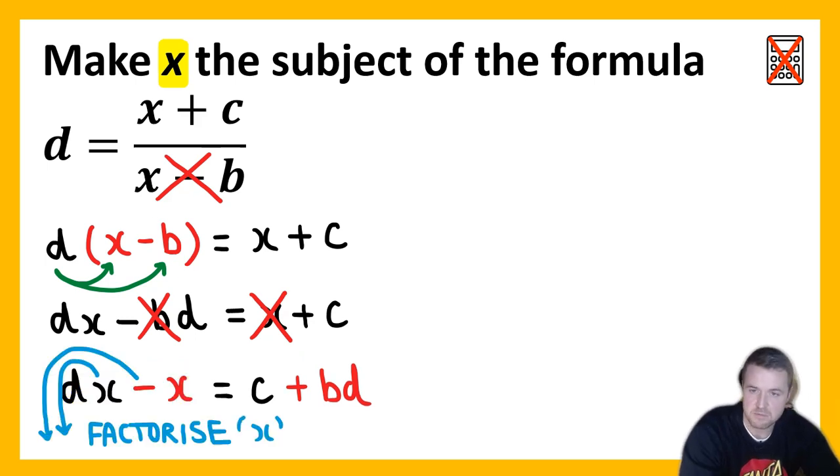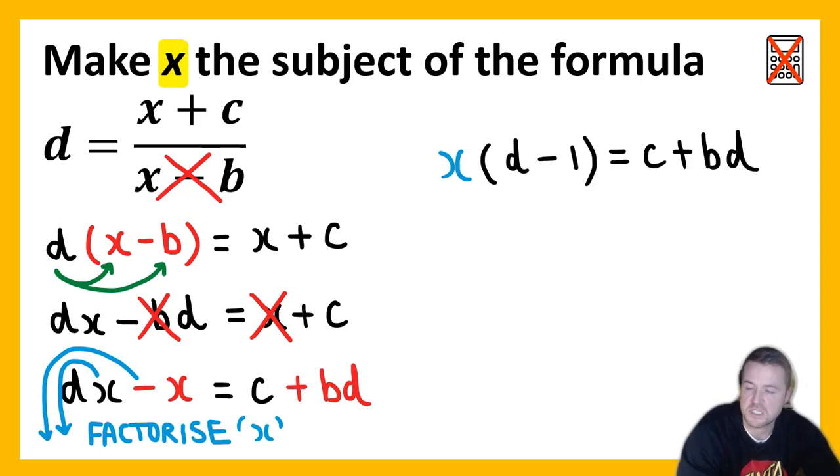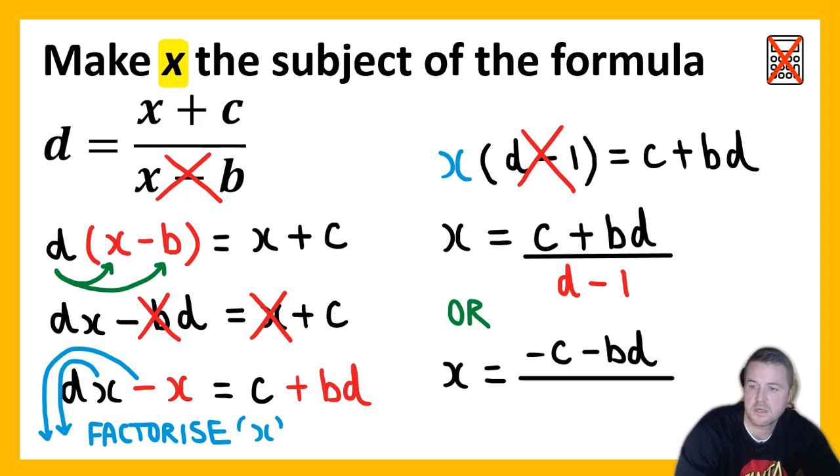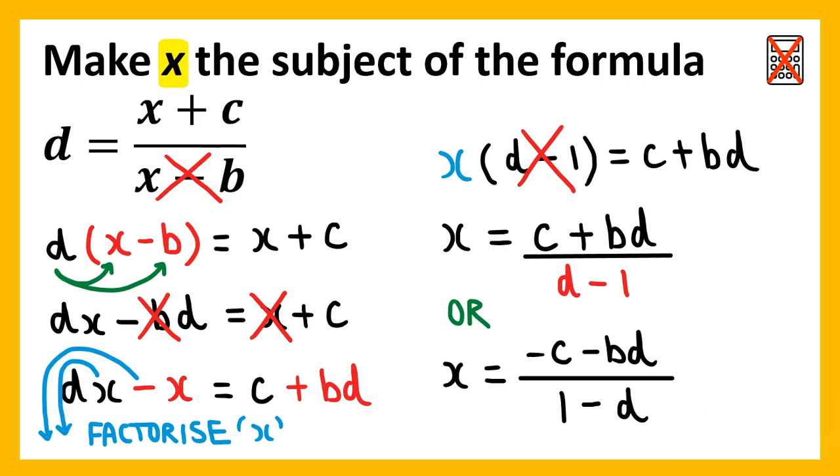I'll factorize, bringing x outside the bracket, leaving me with d minus 1 inside the bracket, which is equal to c plus bd. And my last step to isolate x will be to divide through by the bracket, d minus 1. So x is equal to c plus bd over d minus 1. And for the same reason discussed in the beginner question, I can also have a solution of x equals negative c minus bd over 1 minus d.